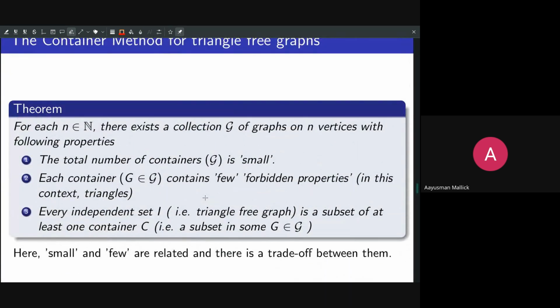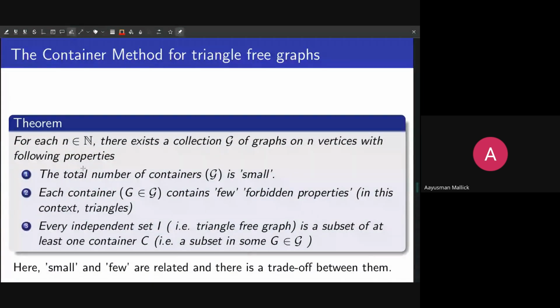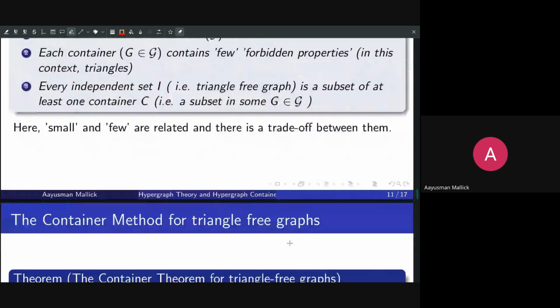Now, this term small, few, and forbidden properties, all of these are related to each other, and those really make out the details of the generalized hypergraph container lemma. Whatever I discussed here is just written a bit more rigorously: the total number of containers is small, each container contains few forbidden properties, and an independent set I, in this case a triangle-free graph, is a subset of at least one container C. That is, some graph G from this family of graphs.